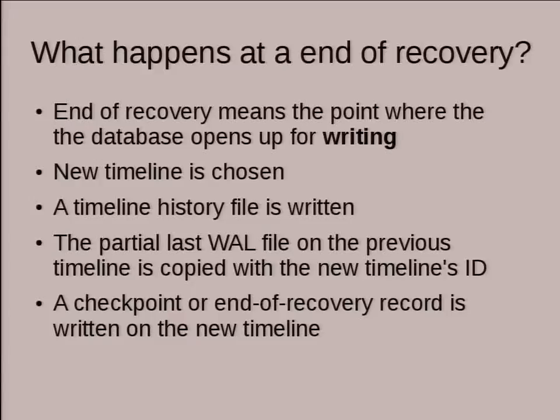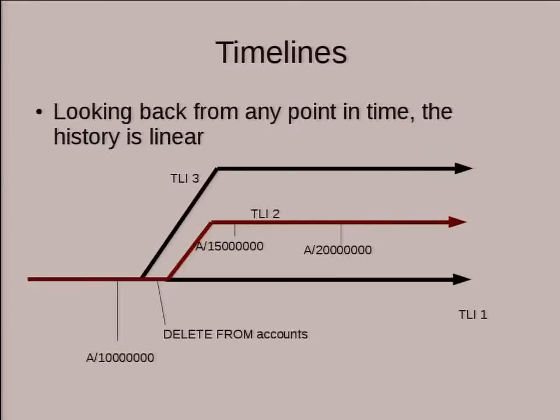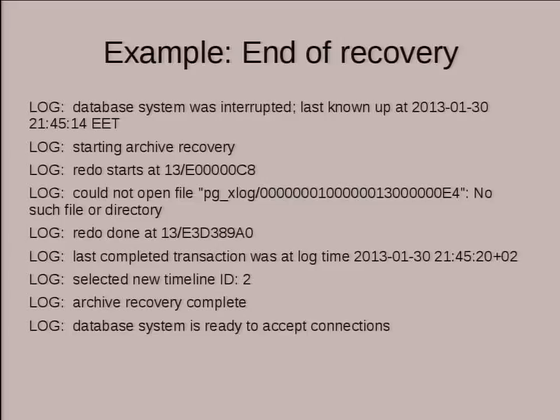So after it's decided what the ID of the new timeline is going to be, it's going to write a timeline history file. And the timeline history file helps the system to trace back. If you go backwards, the timeline history file contains a line for each of these points where we fork to a new timeline. So if, for example, we had a fourth timeline that forks off here, the timeline history file would tell you that, okay, this is where we switch to timeline 4, this is where we switch to timeline 2, and so forth. And I think I have more on that.